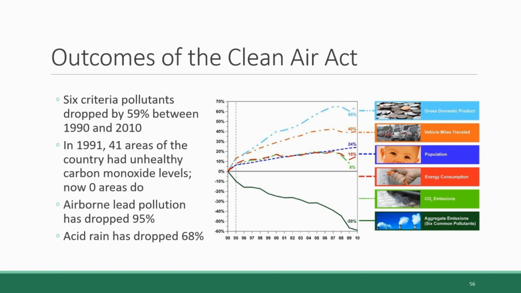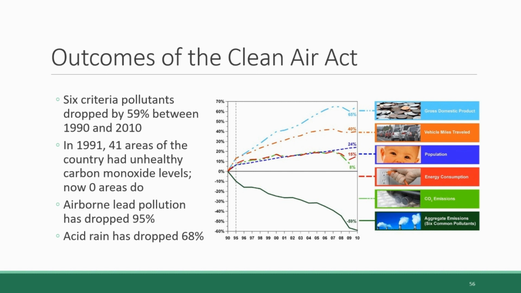So, what you see in the graph on the right is several metrics pertaining to the US. The light blue line at the top is gross domestic product. The orange one below it is vehicle miles traveled. The dark blue is the US population. The red is energy consumption, and the lime green one is CO2 emissions. And then the dark green one at the bottom is the total emissions of the 6 criteria pollutants.